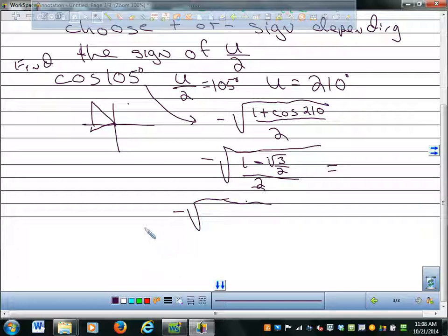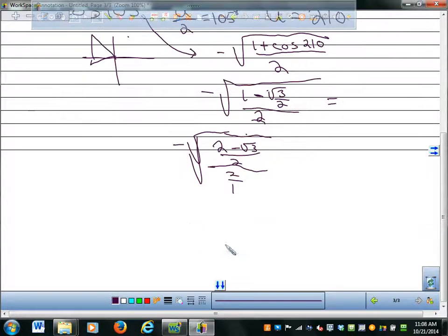Anyway, it's easier if I look this way. So I'm going to find a common denominator and rewrite the top as 2 minus root of 3, that whole thing over 2. And there's still this square root, goes all the way down, over 2 over 1. Do you guys see what I did? I just found a common denominator of the top.